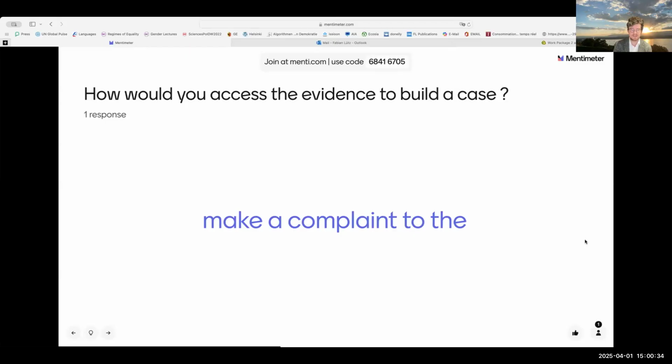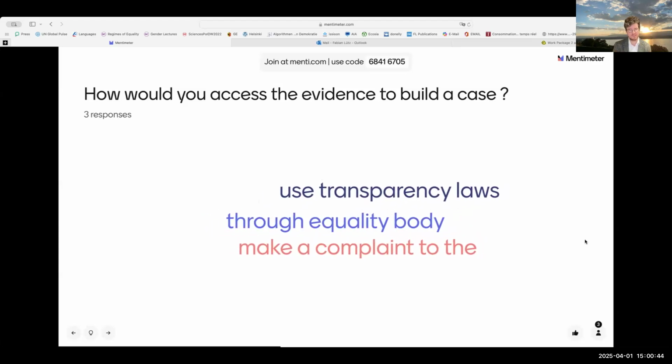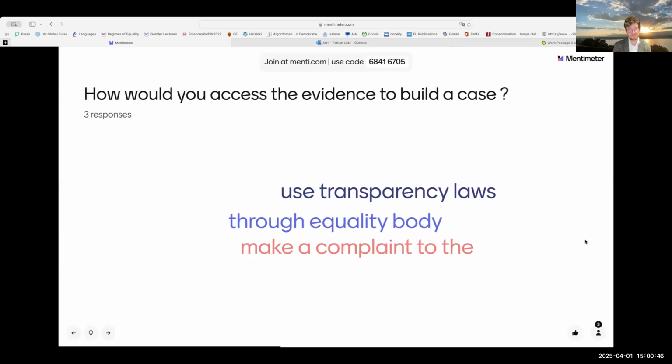You can post anything that comes to your mind. I just want to basically pick your brains on this, how the mental process is. You have a suspicion of a discrimination case, and what do you do? Some people immediately make a complaint to the equality bodies or use transparency laws to access the information. I'm just maybe specifying the question a little bit.